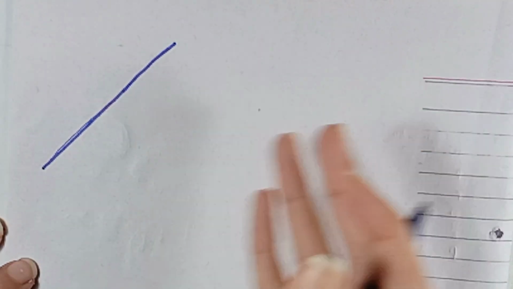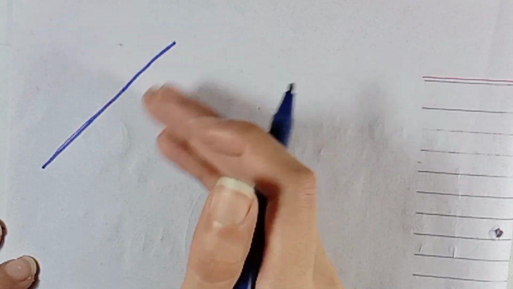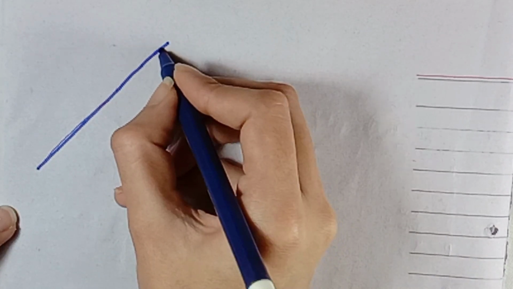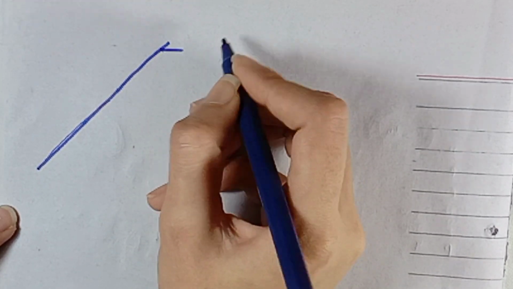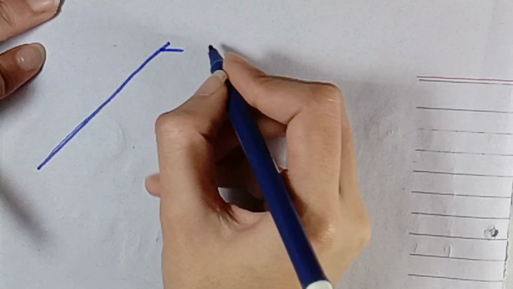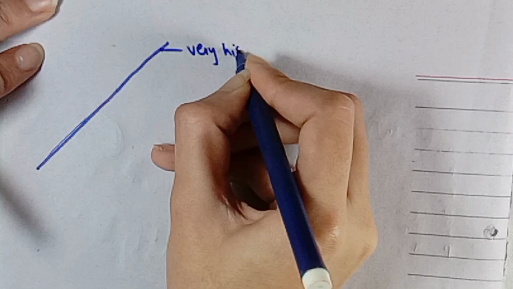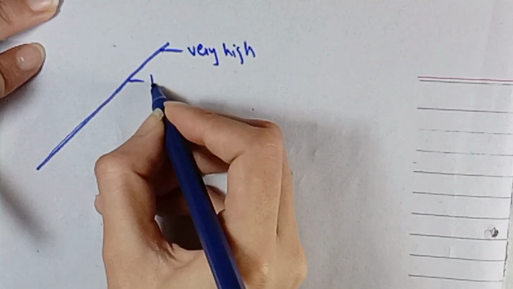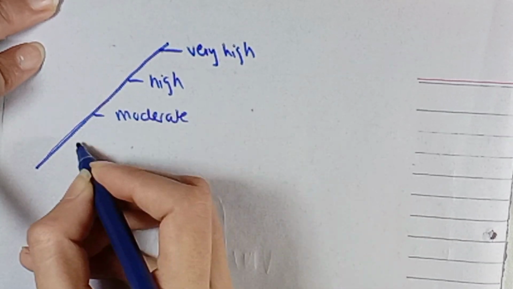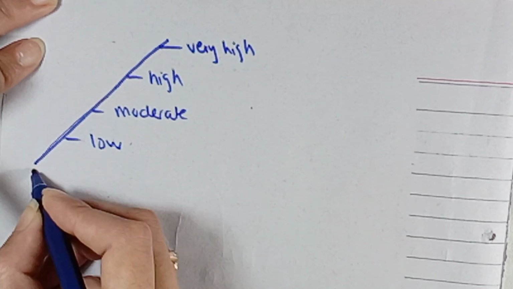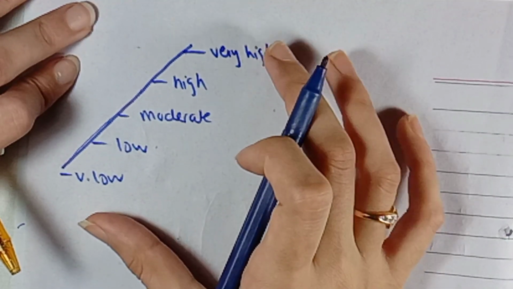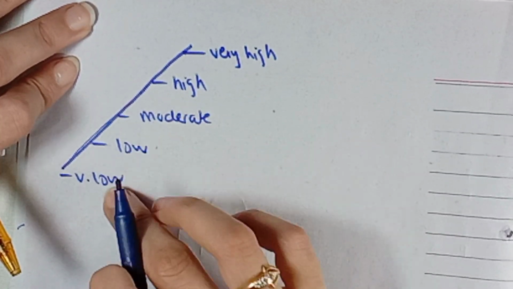How is it a gradient? We divide the attributes of the characters along a scale. Suppose this is the highest point. If I talk about temperature as the character, then here it is very high temperature, then high, moderate, low, and then very low. So this is how I have drawn the gradient of the temperature: very high, high, moderate, low, and very low.